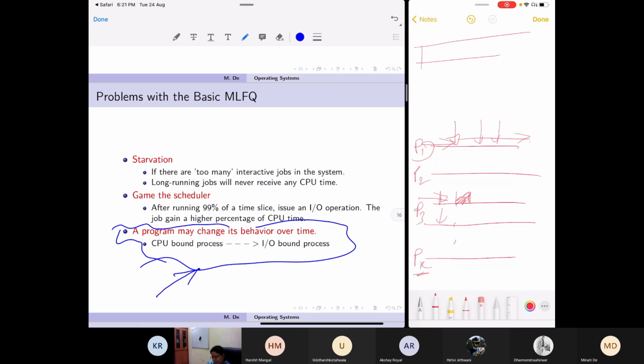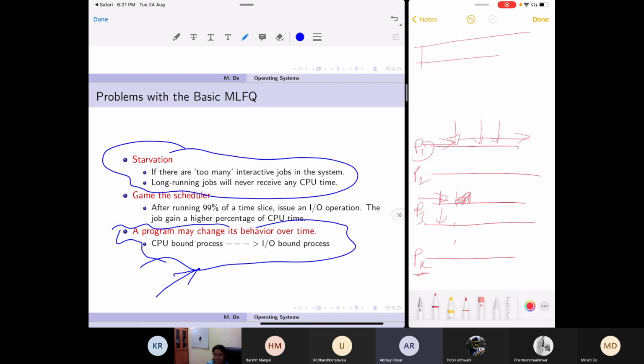Now the question is, let's say I want to stop this bad behavior. One by one, we will stop all of these bad behaviors. First, let's say we want to stop starvation. How will you stop starvation? Which kind of new rule should we introduce so that starvation will not be there? I hope you have understood starvation.